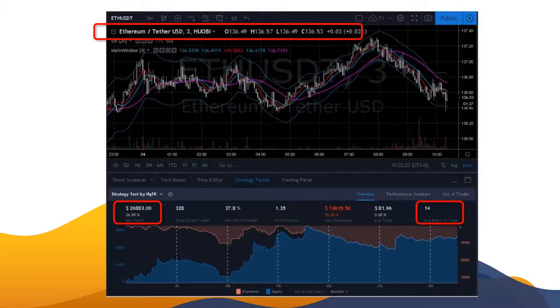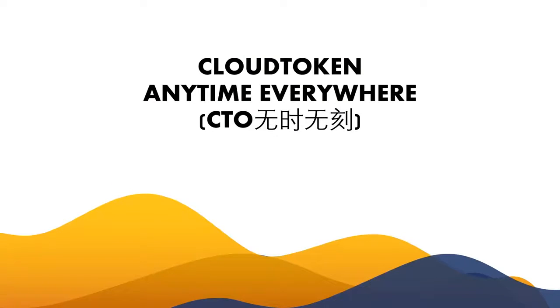This is one example of Varoom running, and we did this simulation on Huobi based on Ethereum and USDT. During a 14-day period, we had a gain of 26.88% through the Varoom engine. You can read more about the Varoom engine when we release our business proposal on the 12th. So let's move on to CloudToken.